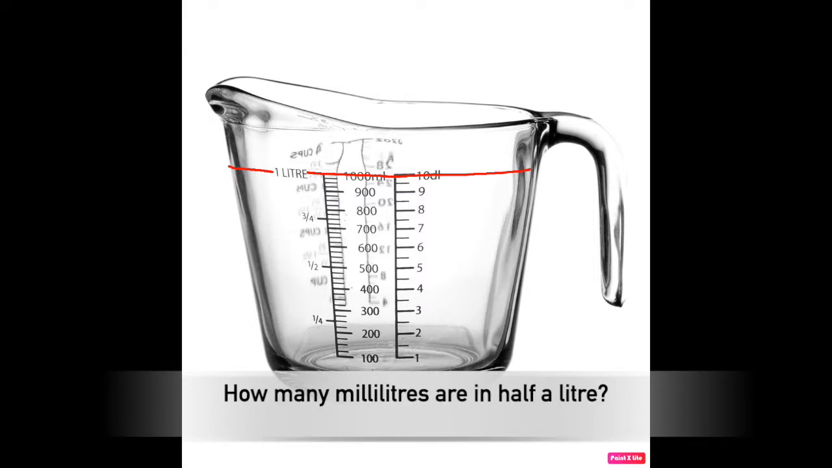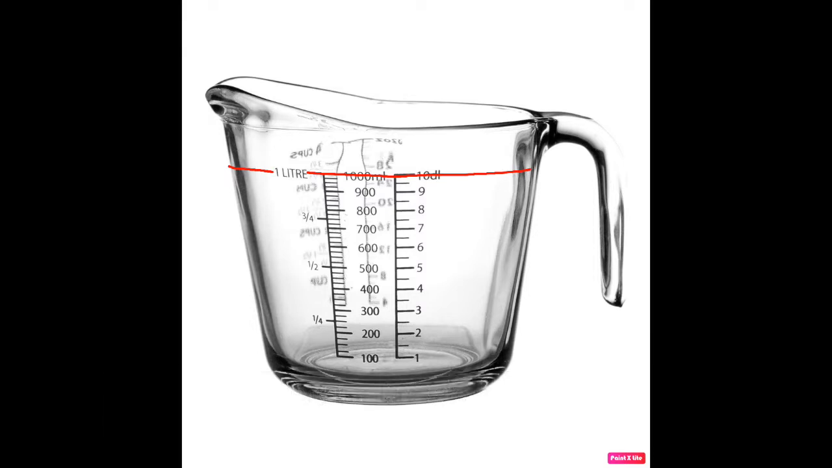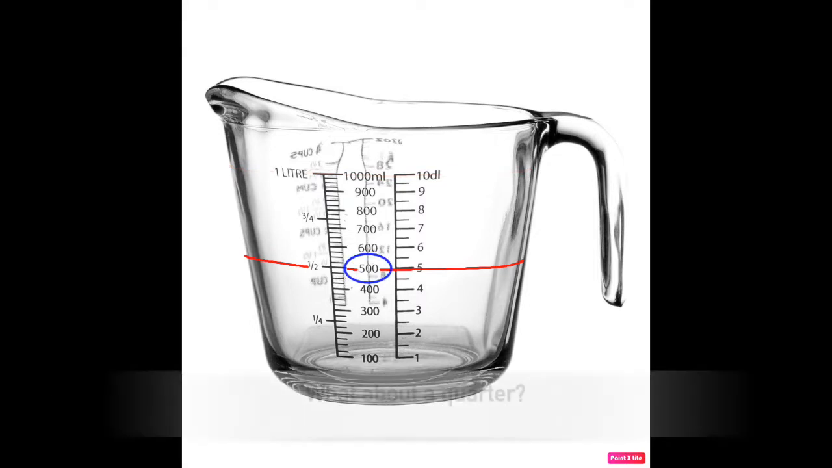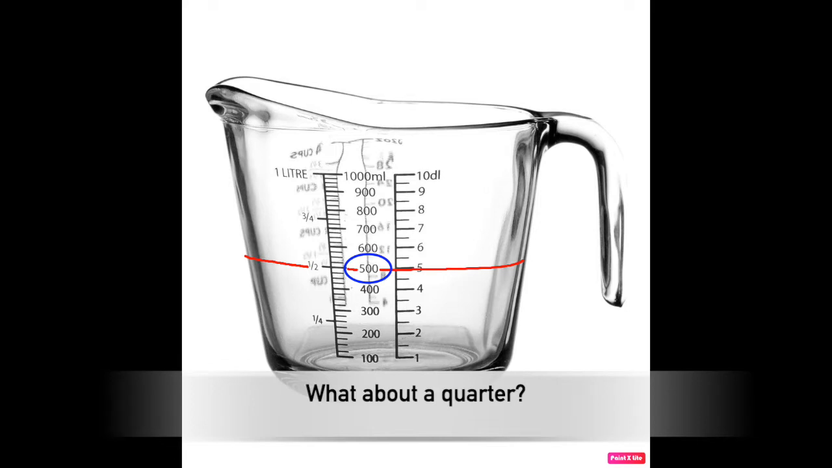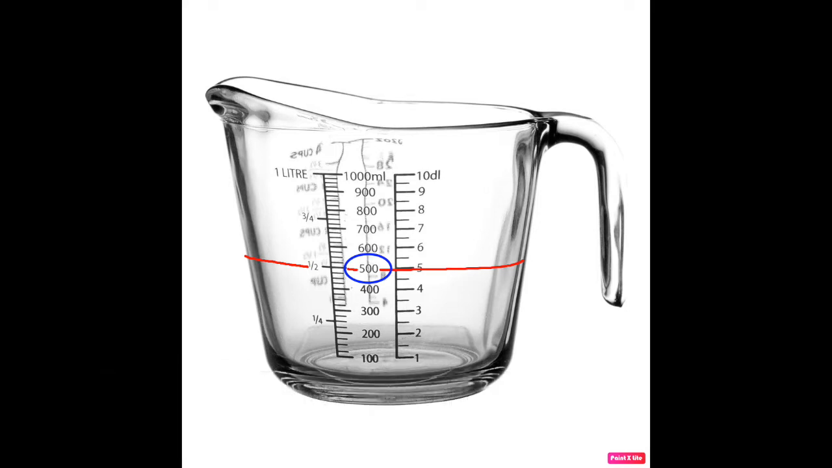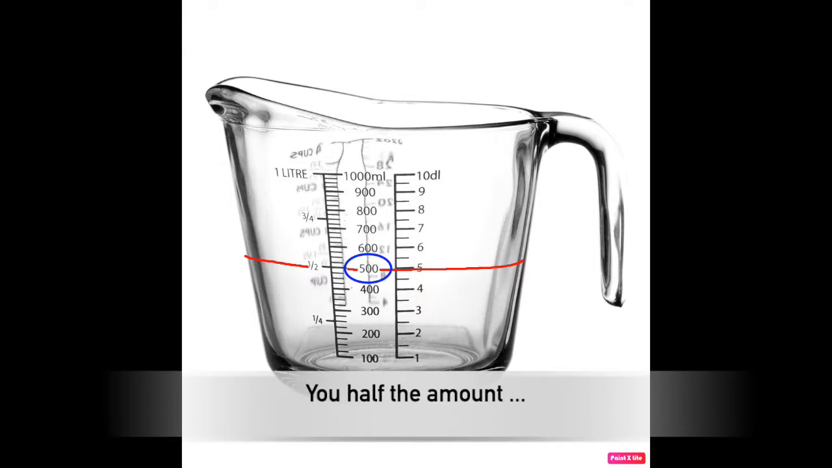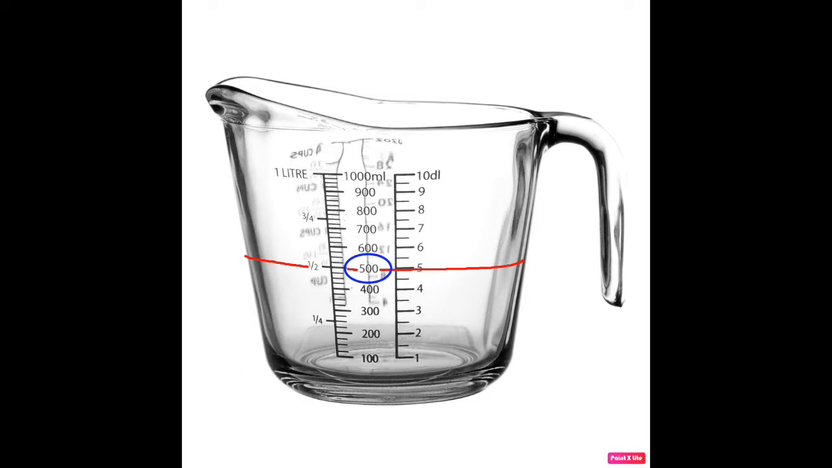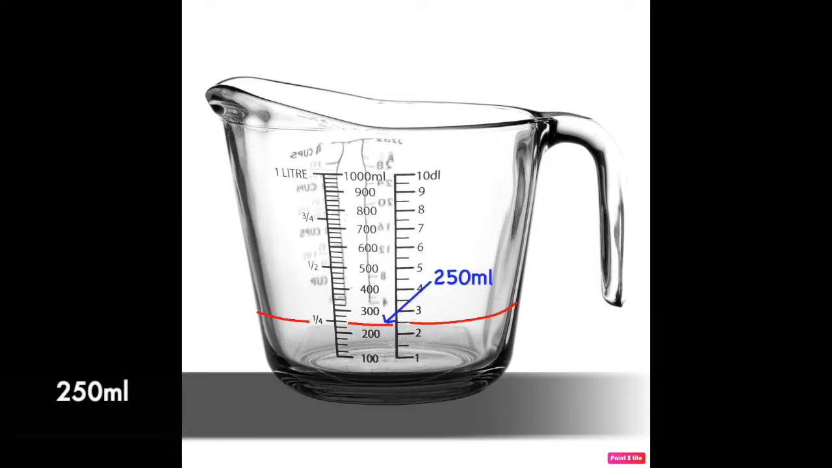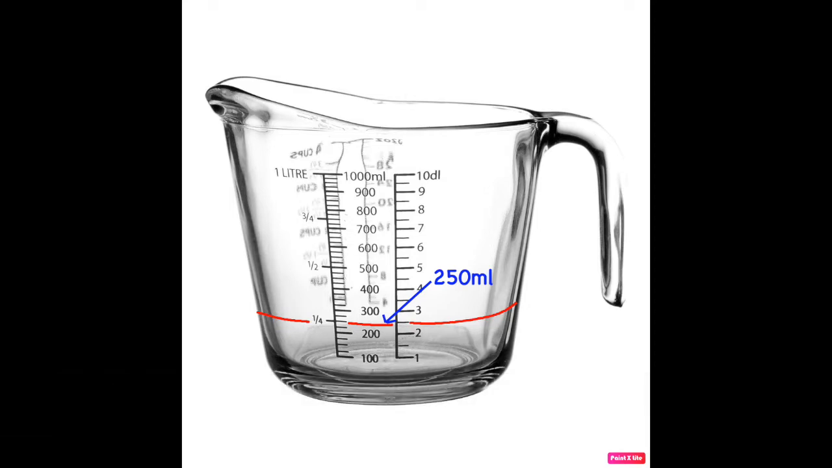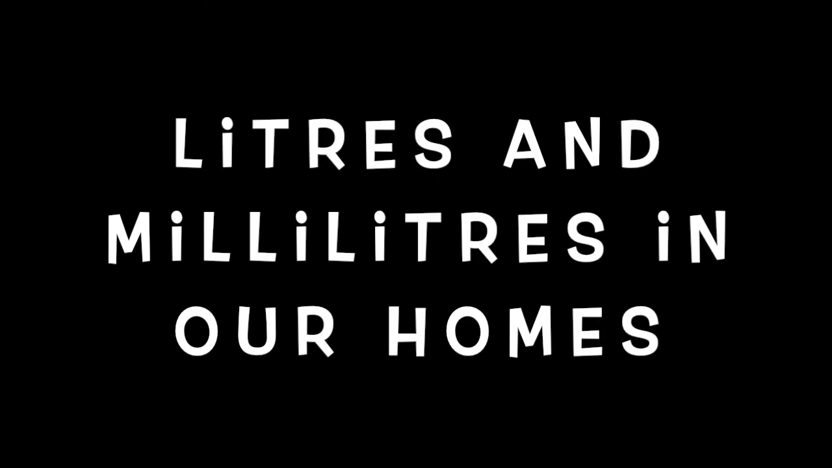How many millilitres do you think are in half a litre? Well done! 500 millilitres. What about a quarter? Remember, to find a quarter of something, first you half the amount, and then you half it again. So half was 500 millilitres, so a quarter is half that again, which is 250 millilitres. Well done!